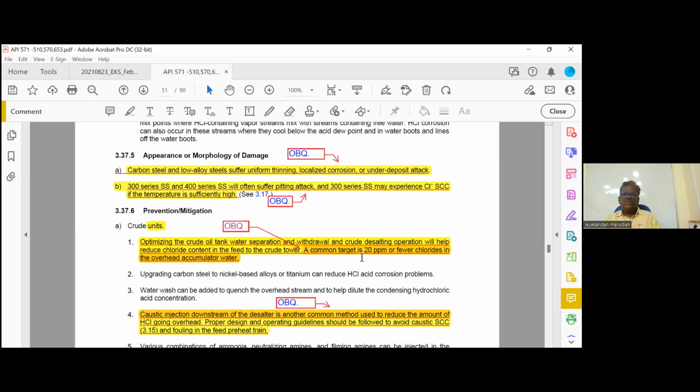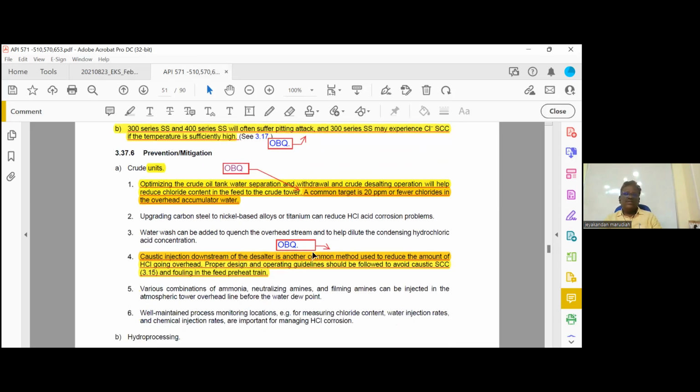This is open book. A common target is 20 ppm or fewer chlorides in the overhead accumulator water. So we have to reduce the chlorine concentration to avoid hydrochloric acid. Then we can add caustic. Caustic injection downstream of the desalter is another common method to reduce the amount of HCl. That is an open book question.